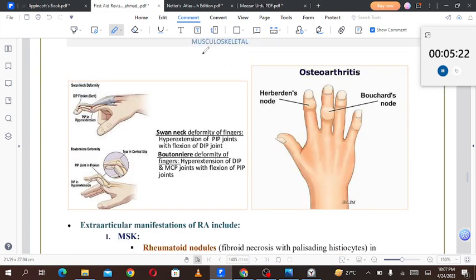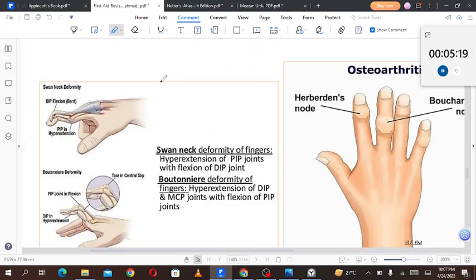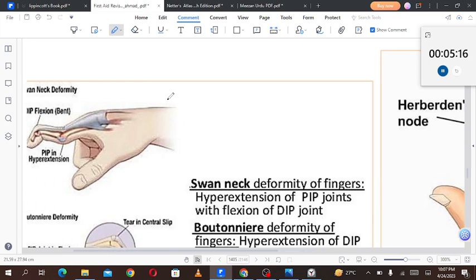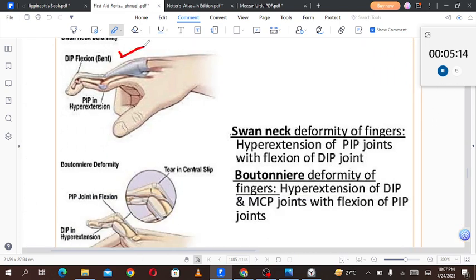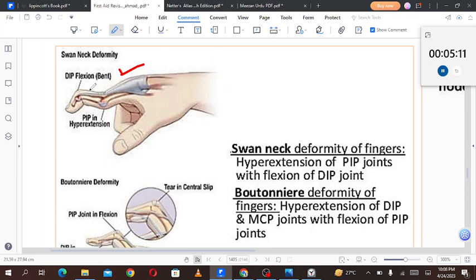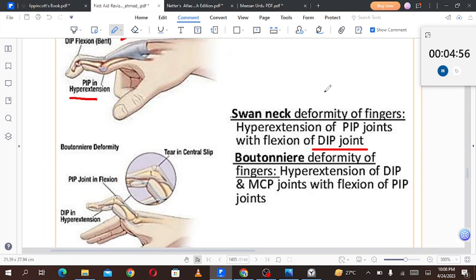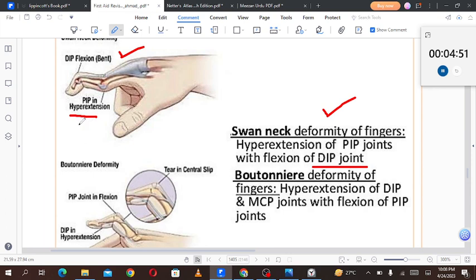Then we have musculoskeletal, okay, just give me a second. So this is swan neck deformity pathogenesis. The distal interphalangeal joint is bent because the distal interphalangeal joint is affected in the case of rheumatoid arthritis, and the proximal interphalangeal joint is in hyperextension. Swan neck deformity of the fingers: hyperextension of the proximal interphalangeal joint with flexion of the distal interphalangeal joints. The proximal ones are hyperextended, as you can see in this picture, and there is flexion of the distal interphalangeal joints. So this gives us the swan neck picture.